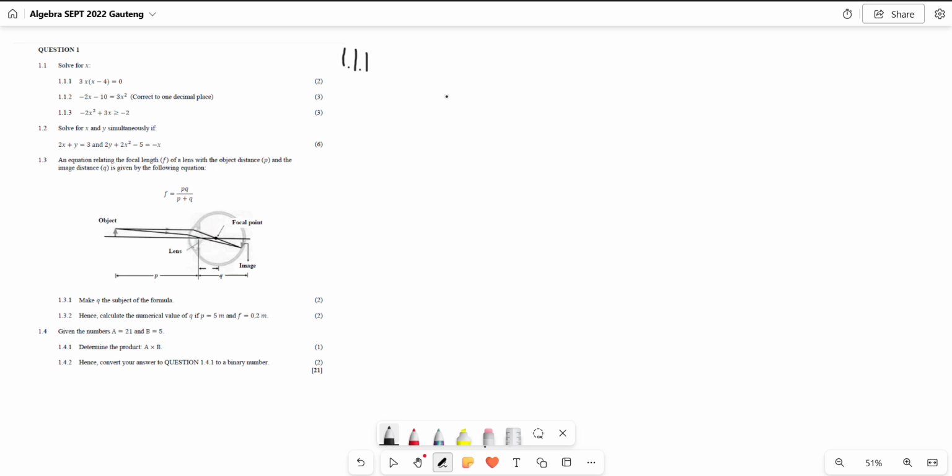Now we are still in question number 1, and we know by now that question number 1 of technical mathematics is whereby we are required to solve for x. Then in this case 1.1.1, the question says solve for x if we are given 3x bracket x minus 4 close bracket, that is said to be equal to 0. The mark allocation that we have here is 2 marks.